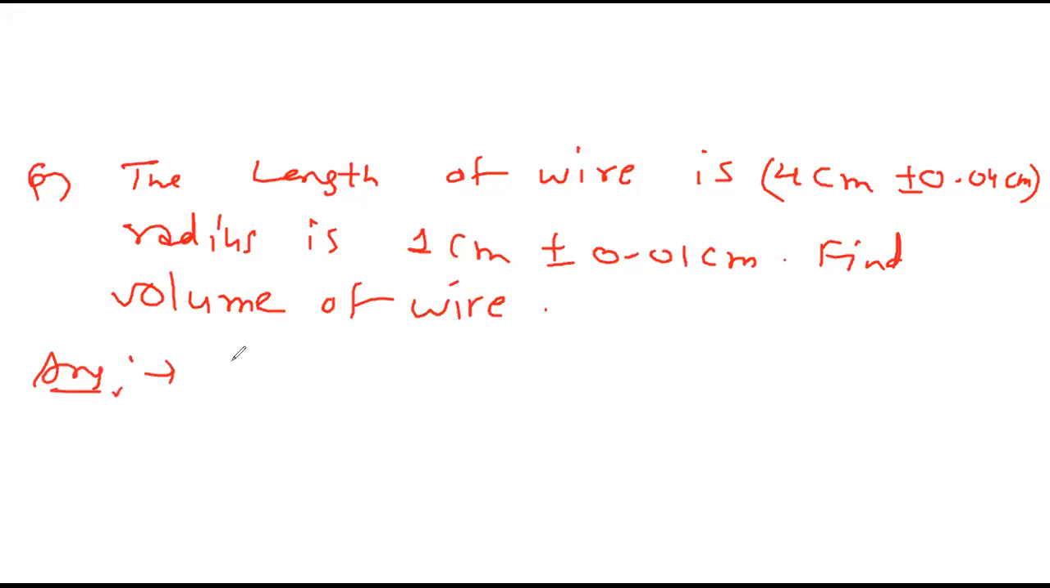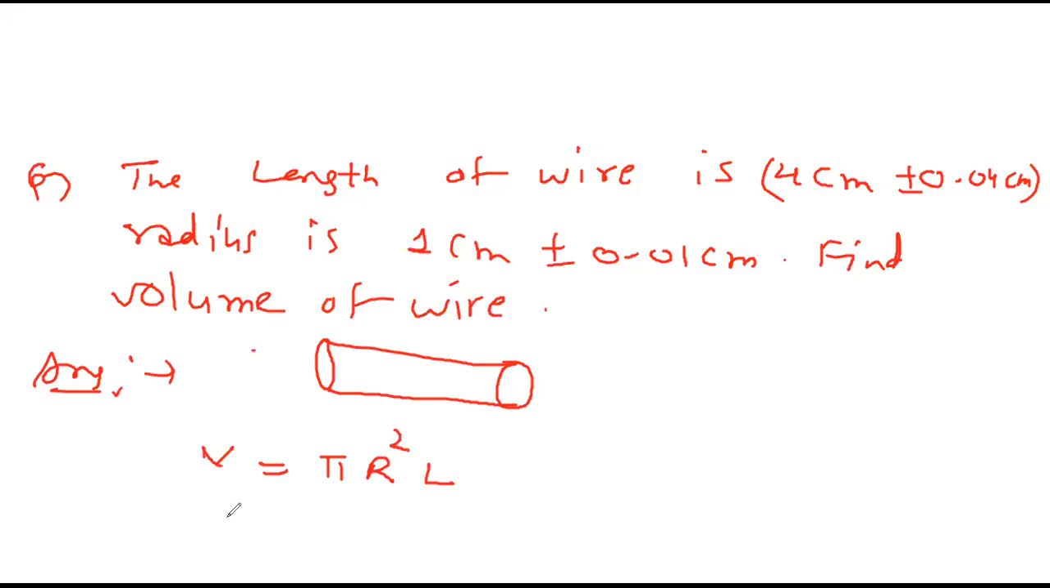Now we all know volume of wire. Wire is like a cylinder, right? So wire is like a cylinder. Volume is pi r square into length. Are you knowing this formula? Volume of cylinder is pi r square.